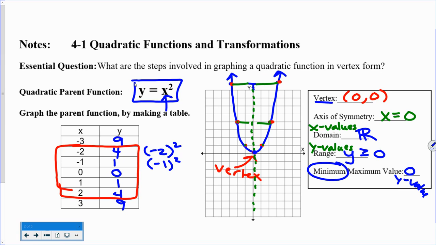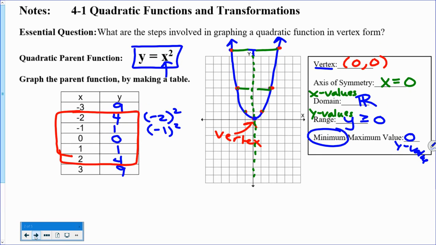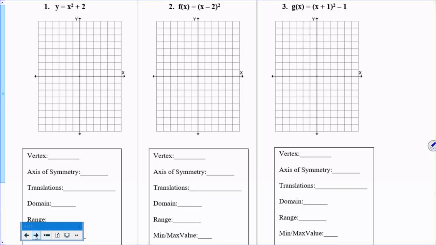Okay, so those are the things that we're going to spot in every graph, but next we'll start making transformations on that parent graph. All right, so here's our next set of graphs. So I'm looking at number 1, I've got y equals x squared plus 2. Before I write anything in, let's see if we remember the transformations we were just tested on, which will help you with what we're doing now.